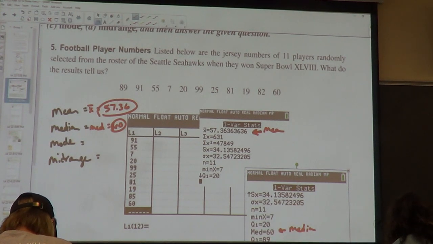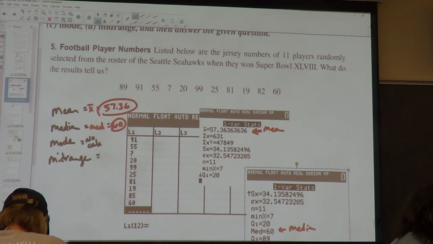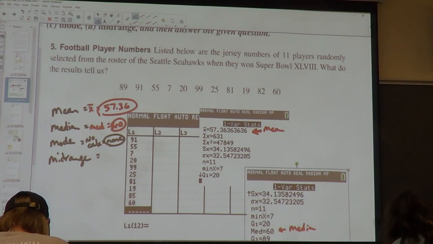My mode, we cannot do on the calculator. My mode is the number or numbers that appear the most. What number or numbers appear the most? None of them. They all appear the same amount of time. So my mode is going to be none.